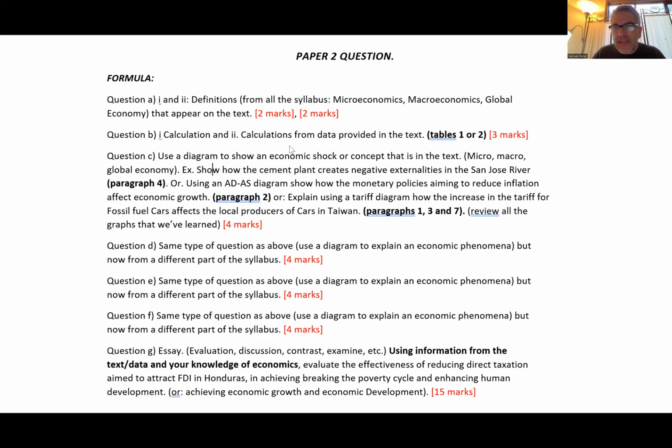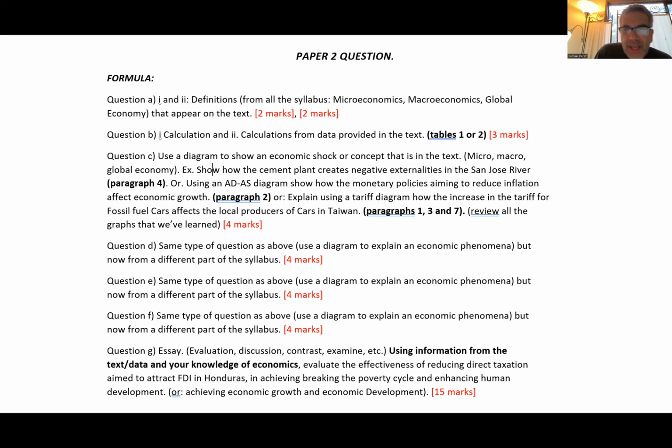So I have here something that may be helpful for you guys. If you go to the questions, you will see A, B, C, D, etc., up to G. A will have Roman numbers 1 and 2, and usually they will be definitions. So they will ask you to define any concepts that we learn from the syllabus. Remember, when I ask you to read the slide, usually those are the concepts that we want to remember.